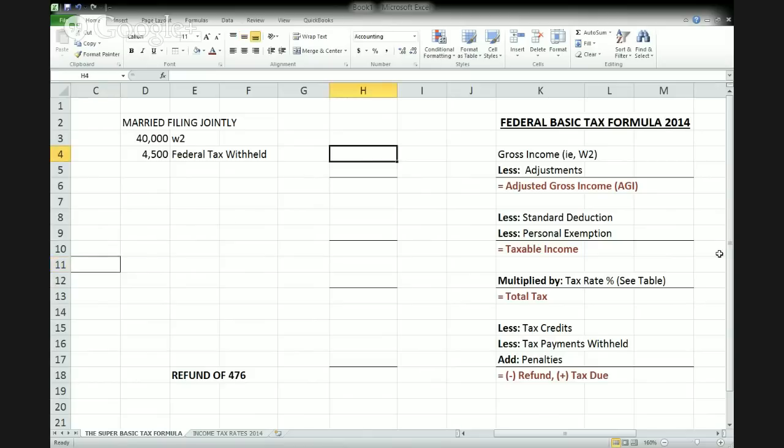All right, let's see if you got the same answer as I did. So we have $40,000 as gross income. We have 0 adjustments, so we're going to just do minus 0. That's going to be equal to adjusted gross income, which is $40,000, less the standard deduction. Again, we're going to go back to this table, and I'm going to put the Excel file on the bottom so you can go ahead and practice.